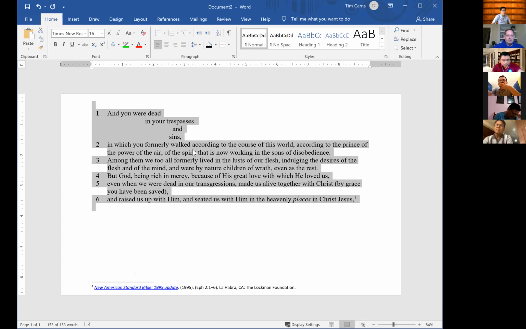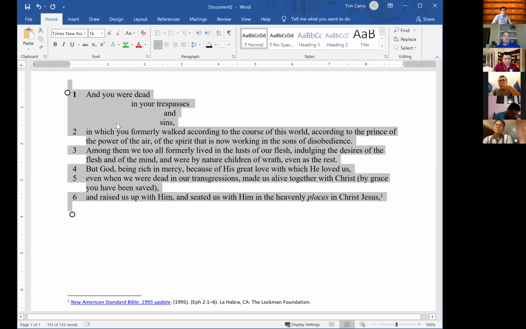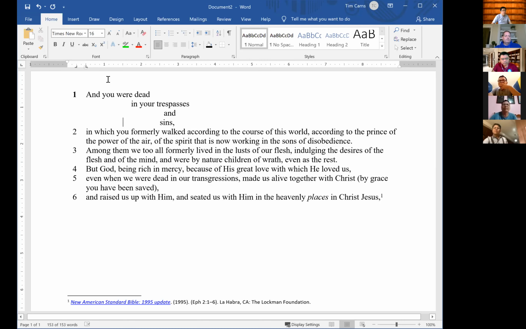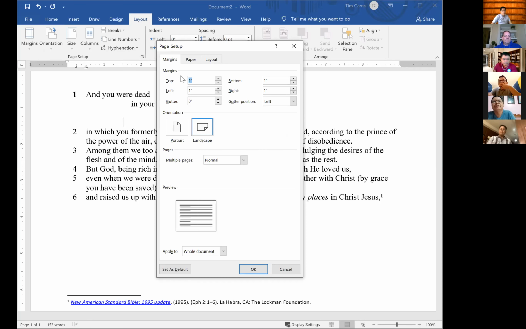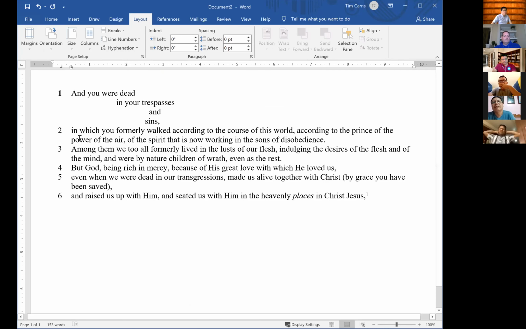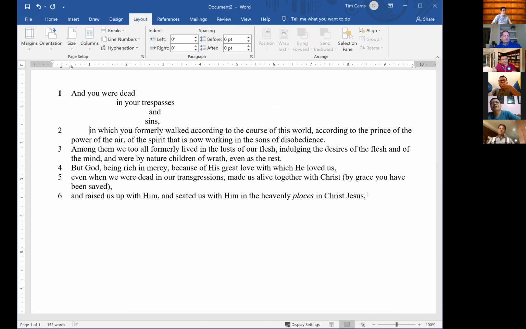Hopefully you guys can still see that. In which you formerly walked. So that's going to go with trespasses, because it's describing trespasses. Okay, so this goes here, because it's describing trespasses and sins.